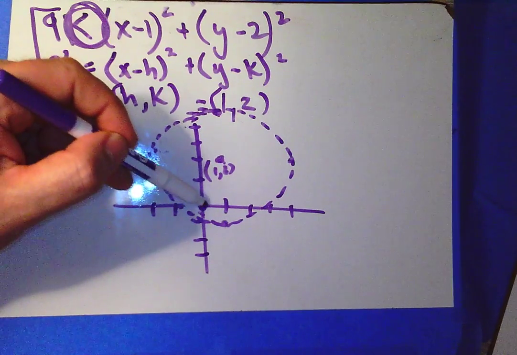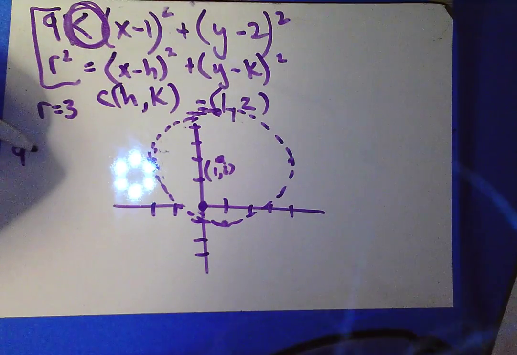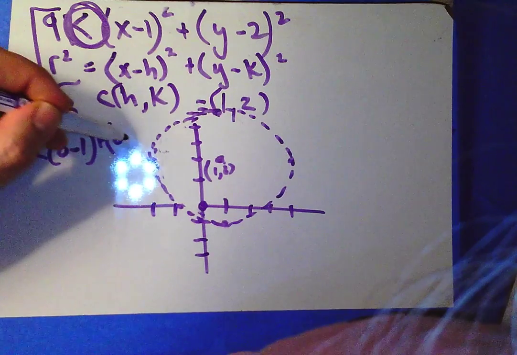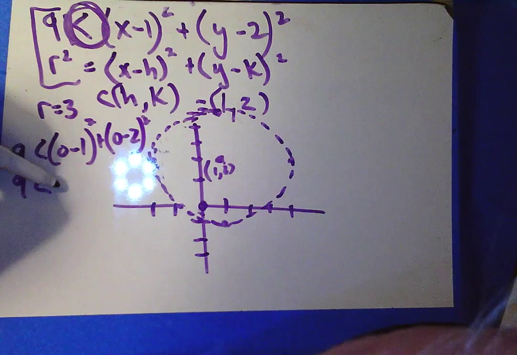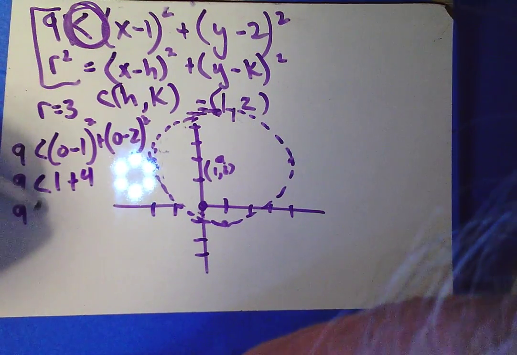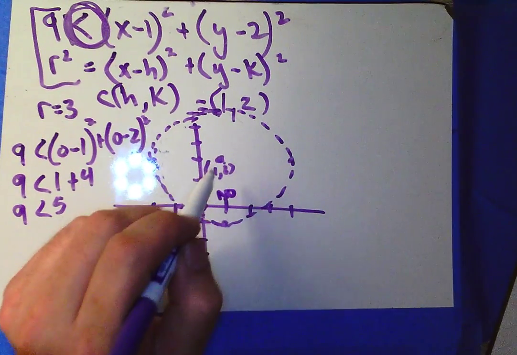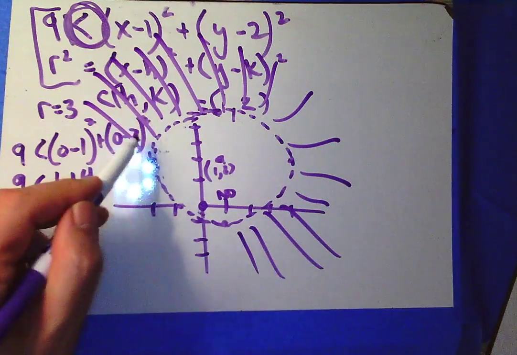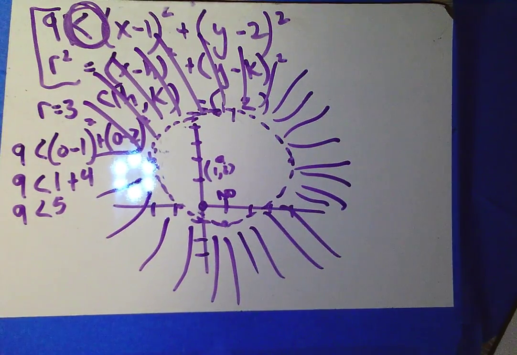Well, I don't believe I passed through (0, 0), so I'm going to use that as a test point. And I'm going to have 9 is greater than (0 minus 1) squared plus (0 minus 2) squared. What does that give me? 9 is less than 1 plus 4. Is 9 less than 5? No. So this is not a solution on the inside of the circle, which means all my solutions must be out here on the outside of the circle. Ooh, it's a sun. Hi, sun. All right, so there's our third inequality.